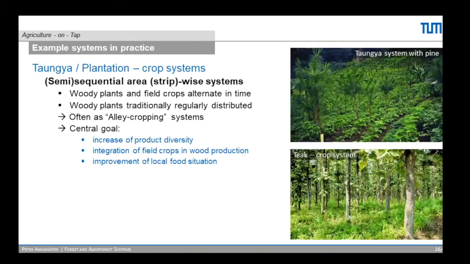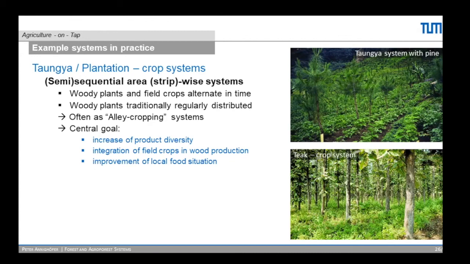Then actually a very classical system, the Taungya system, a system that was developed by colonists in Myanmar and has later spread throughout the world, which, however, is a plantation crop system. In other words, this is a system in which the focus shifted quite strongly from the field crop that was being produced to the woody component. So the wood quality stood in the center of these systems. And nowadays, you will often find this system as an alternative alley cropping system.